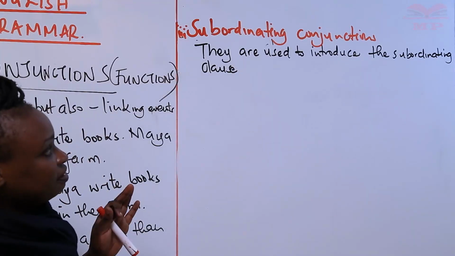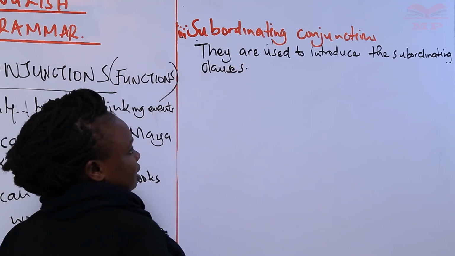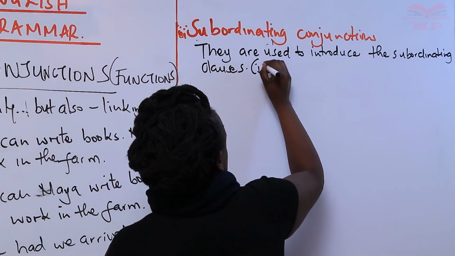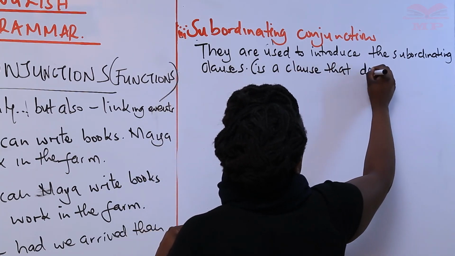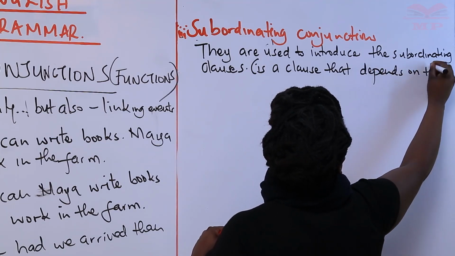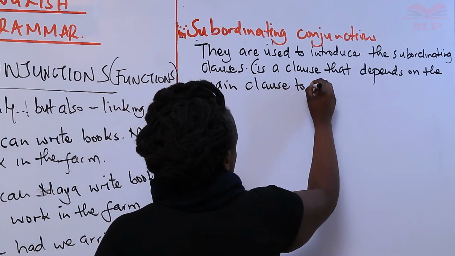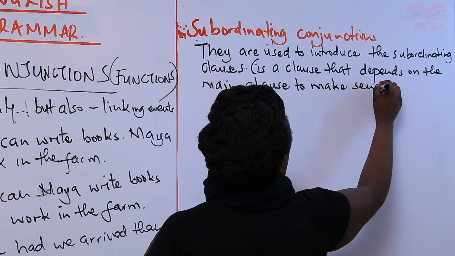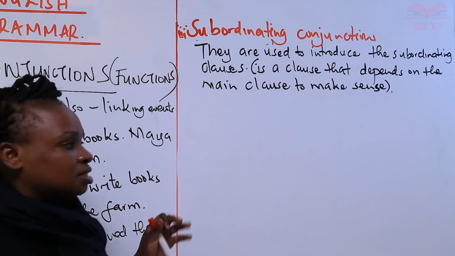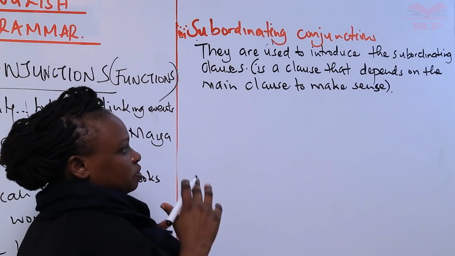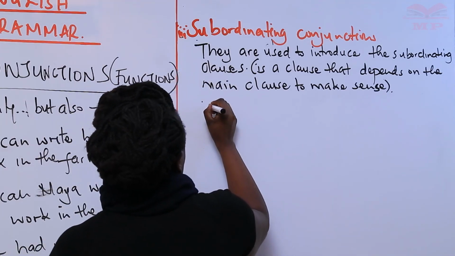So the function of a subordinating conjunction: they are used to introduce subordinating clauses. This subordinating clause is a clause that depends on the main clause to make sense. So it's a clause that depends on the main clause to make sense. So we can have two sentences. Let me give you examples, then I can show you how they introduce subordinating clauses. Now, examples.